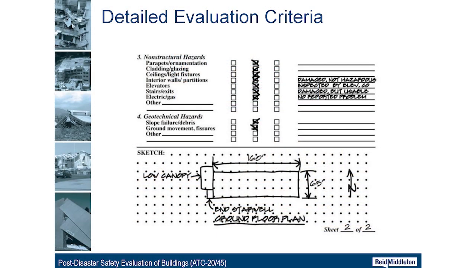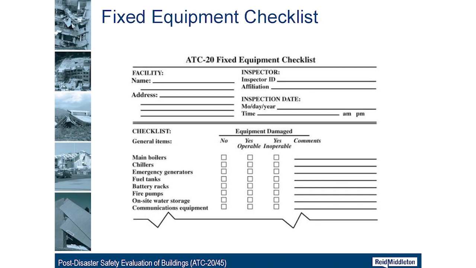Non-structural hazards, geotechnical hazards, any landslides, slope stability issues, liquefaction, lateral spreading, any other things that make the building potentially unsafe from a geotechnical standpoint. And then they have a very simple sketch of the building, ballpark footprint. It's about 60 feet by 120 feet, maybe a laser pointer to verify if you had it on you, low canopy, and that's it. So that's your detailed evaluation form.